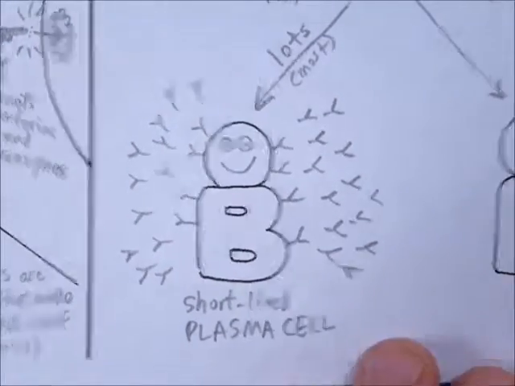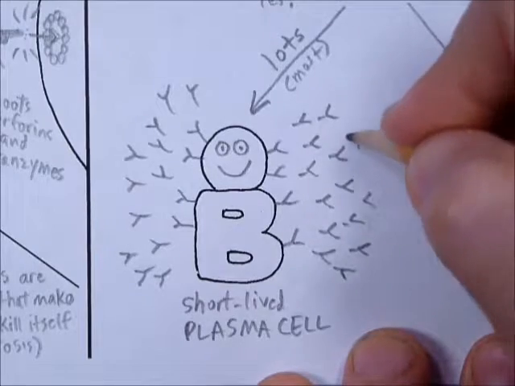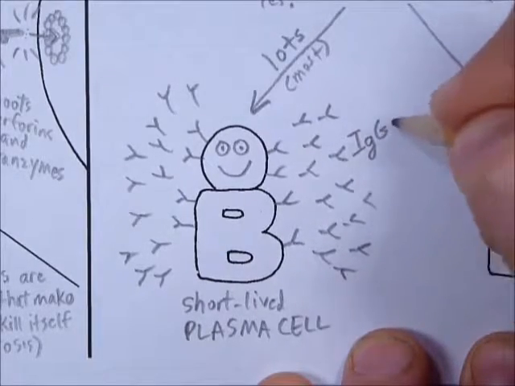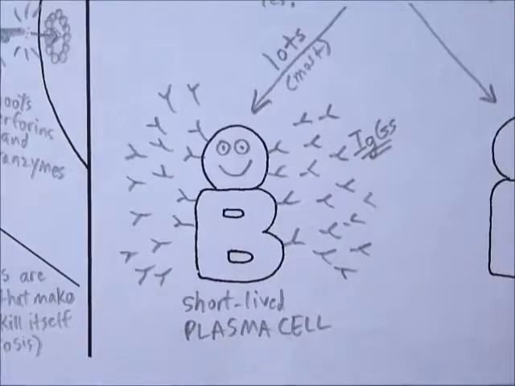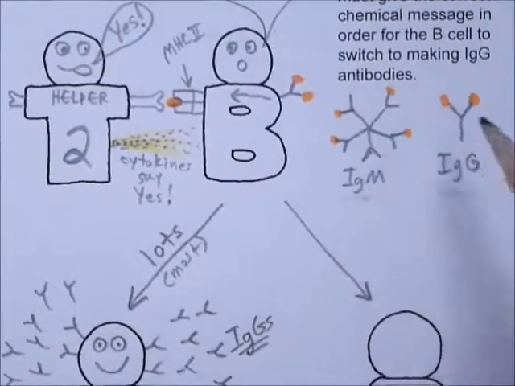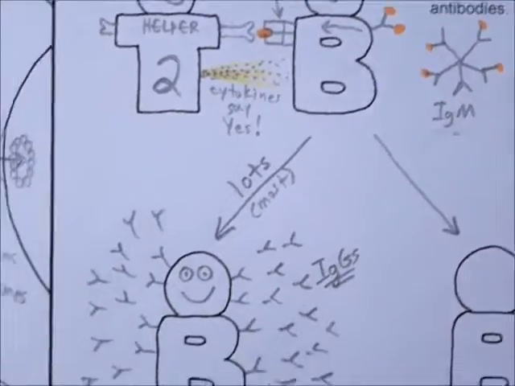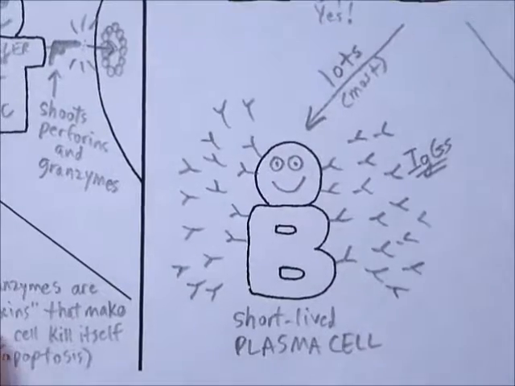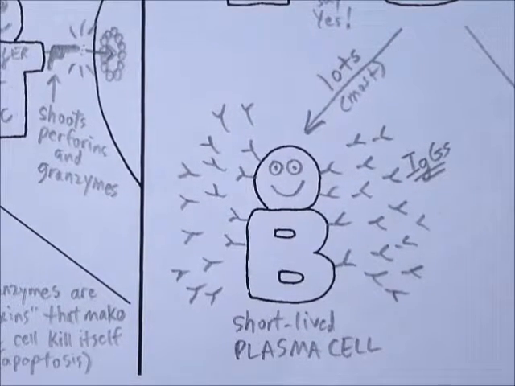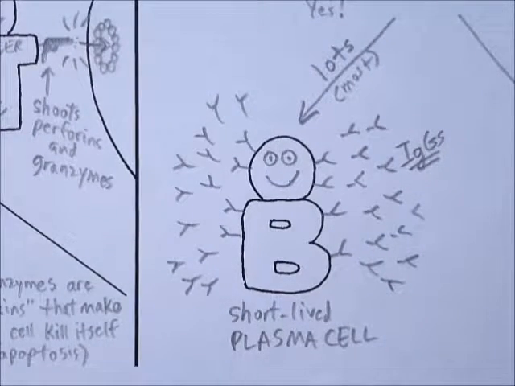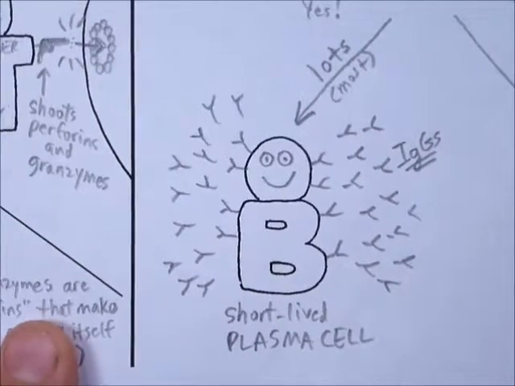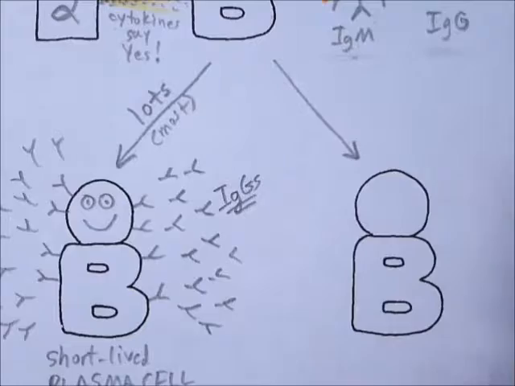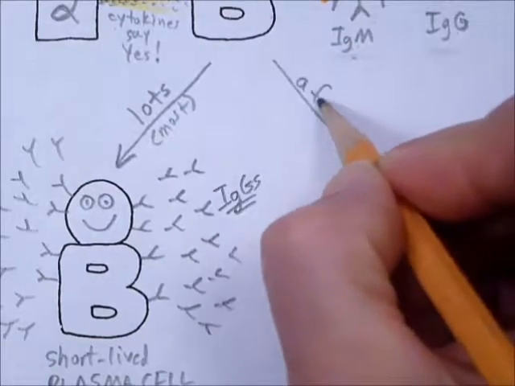And these are all IgGs. If they were IgMs, we'd have to draw this little thing. We'd have to draw a whole bunch of these, so I'm glad we don't have to do that. The IgGs are much easier to draw. The other option, so this is just a few.